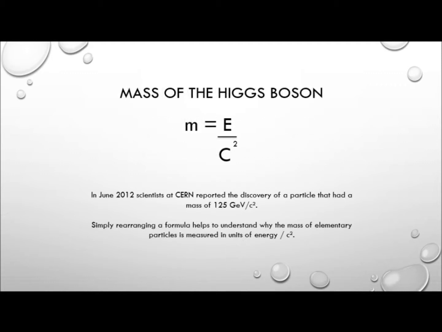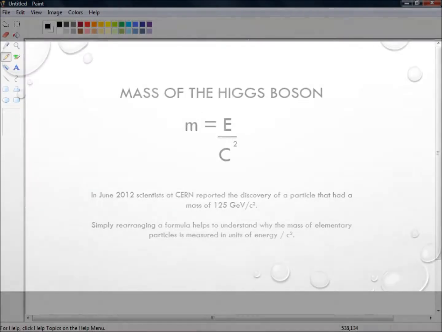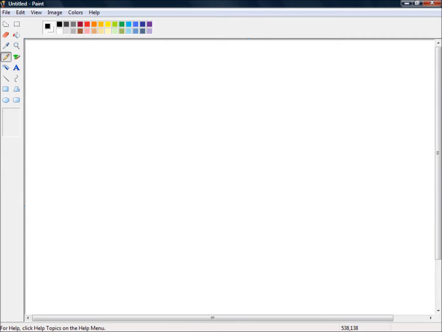Some of you might remember back in June 2012, scientists at CERN reported the discovery of a particle that had a mass of 125 giga-electron volts over c squared. They called it the Higgs boson. Simply rearranging a formula helps us to understand why the mass of elementary particles in particle physics is measured in units of energy per c squared. Okay, well, so much for the theory. Let's have a go at putting that into practice.